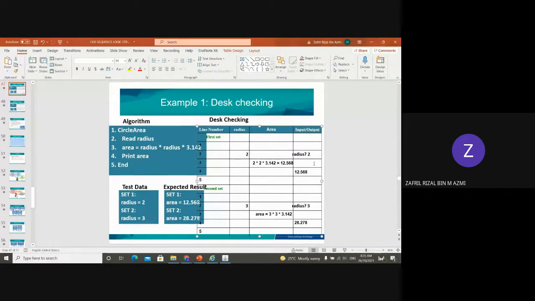Is it an input or output process? No, right? That's why you see this is empty. Nothing over there, because it is not an input or output process. And in line 4, we have the output process, print area. We are going to print the value of area. So what is the value of area? The value of area is over here, in line 3. So in line 4, we print the value. We are not printing over here, that's why it is empty.